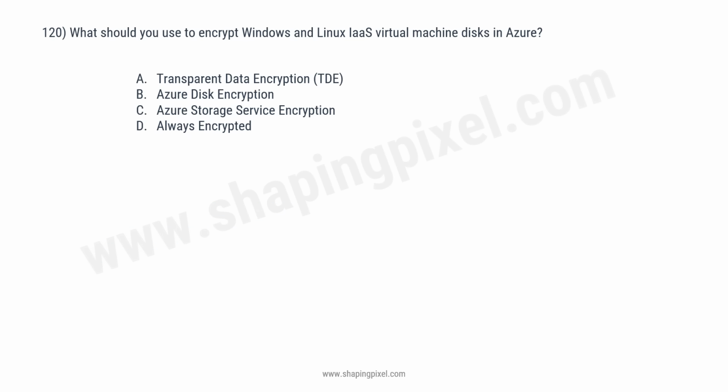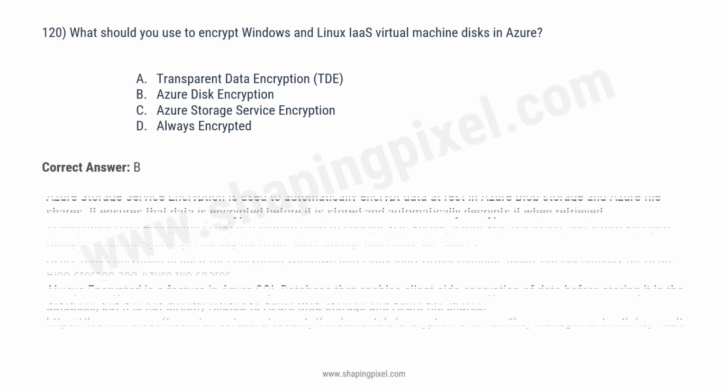Question number 120. What should you use to encrypt Windows and Linux IaaS virtual machine disks in Azure? Option A, transparent data encryption. Option B, Azure disk encryption. Option C, Azure storage service encryption. And option D, always encrypted. So the right answer here is option B.